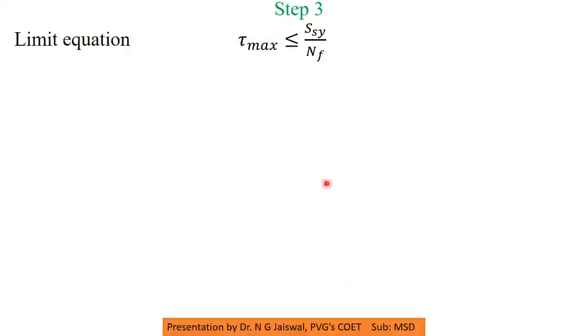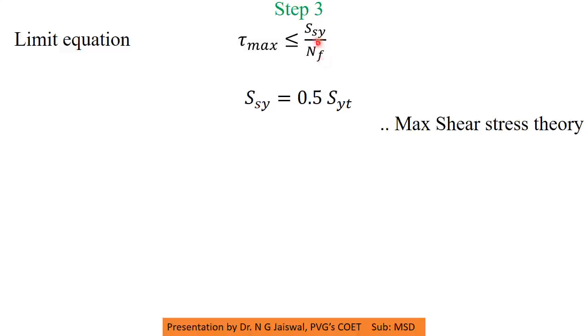Step 3. Tau max is less than or equal to shear strength divided by factor of safety. This is the induced torsional shear stress. It should be less than or equal to shear strength divided by factor of safety. But this shear strength is equal to 50% of SYT. This is as per the maximum shear stress theory, and in the numerical it is mentioned to use the maximum shear stress theory.